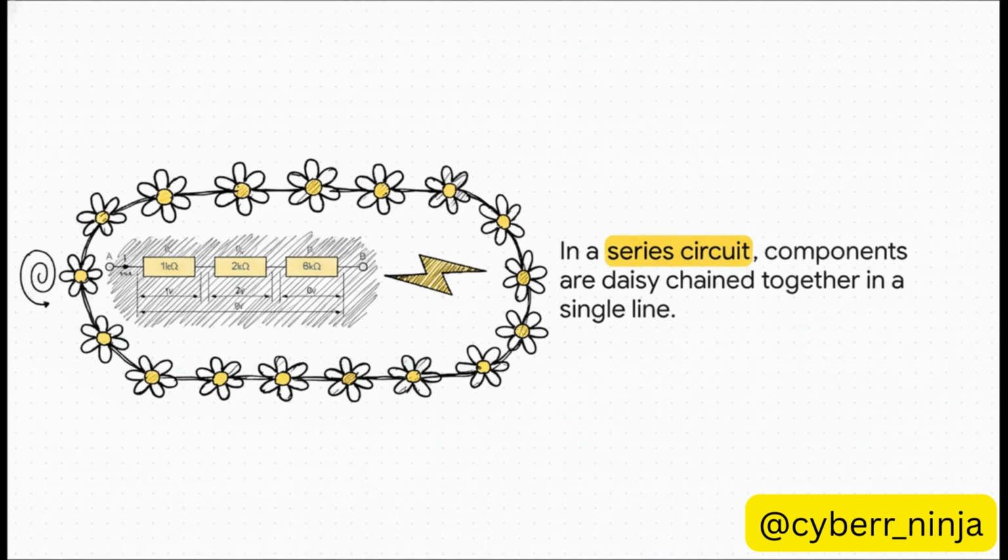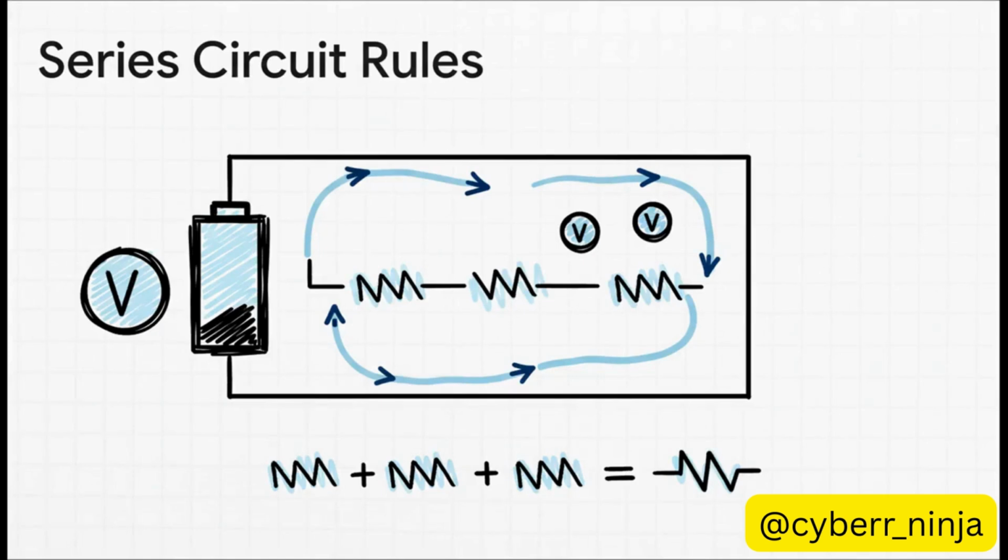The most important thing to get here is that this creates only one single path for the electricity to flow. There are no detours, no side streets, and that has some very specific results. Because there's only one path, the consequences are pretty straightforward. The current flowing through every single component is identical.